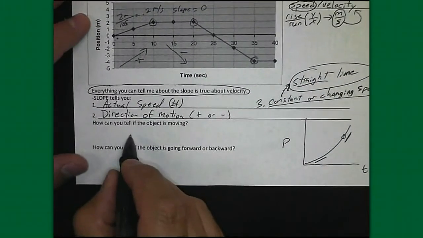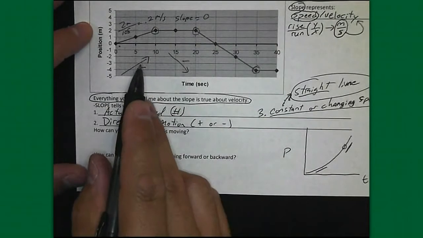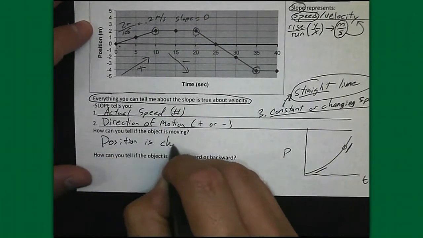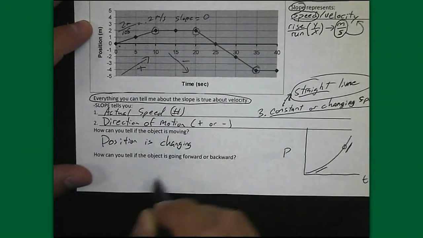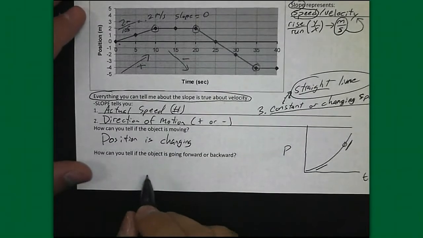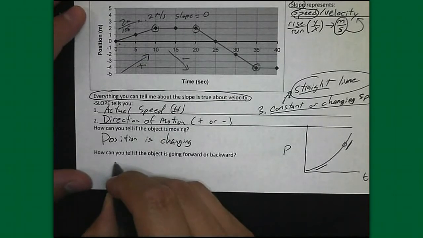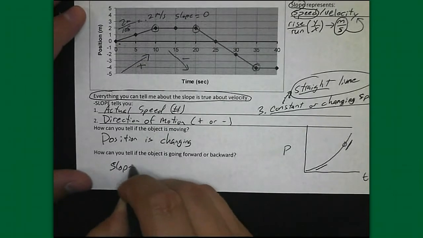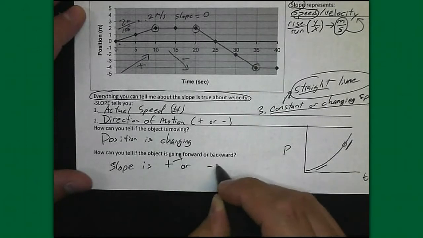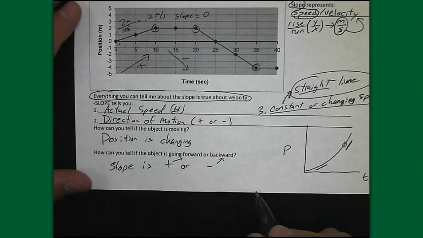How can we tell if an object is moving? In this graph, we can tell if it's moving if the position is changing. How can we tell if an object is going forward or backward? Whether the slope is positive or negative. Positive for forward, negative for backwards.